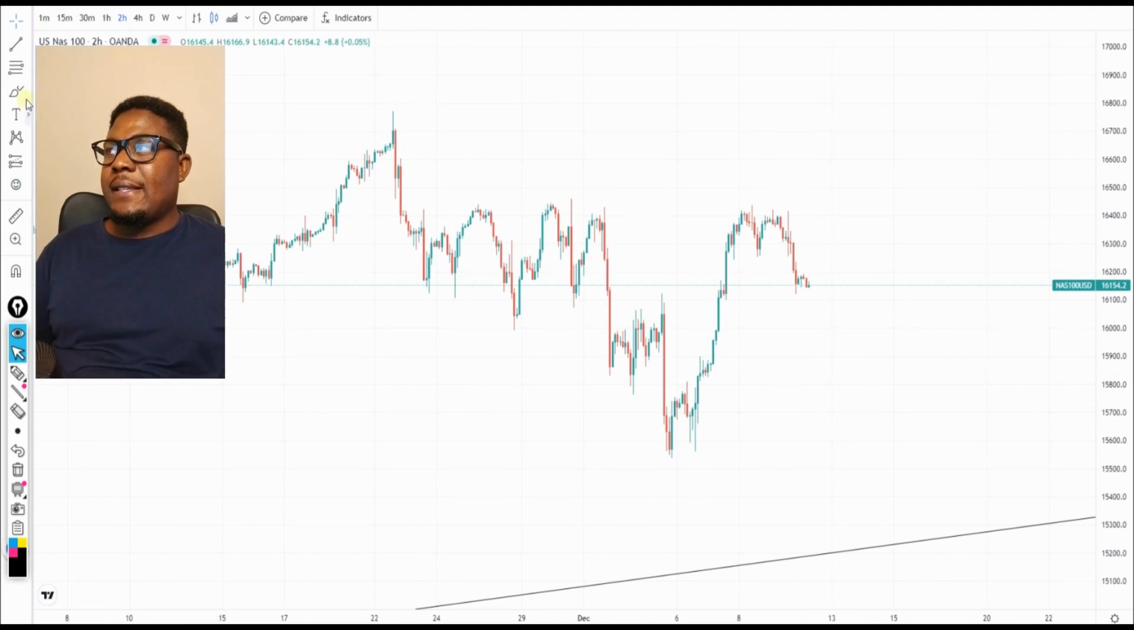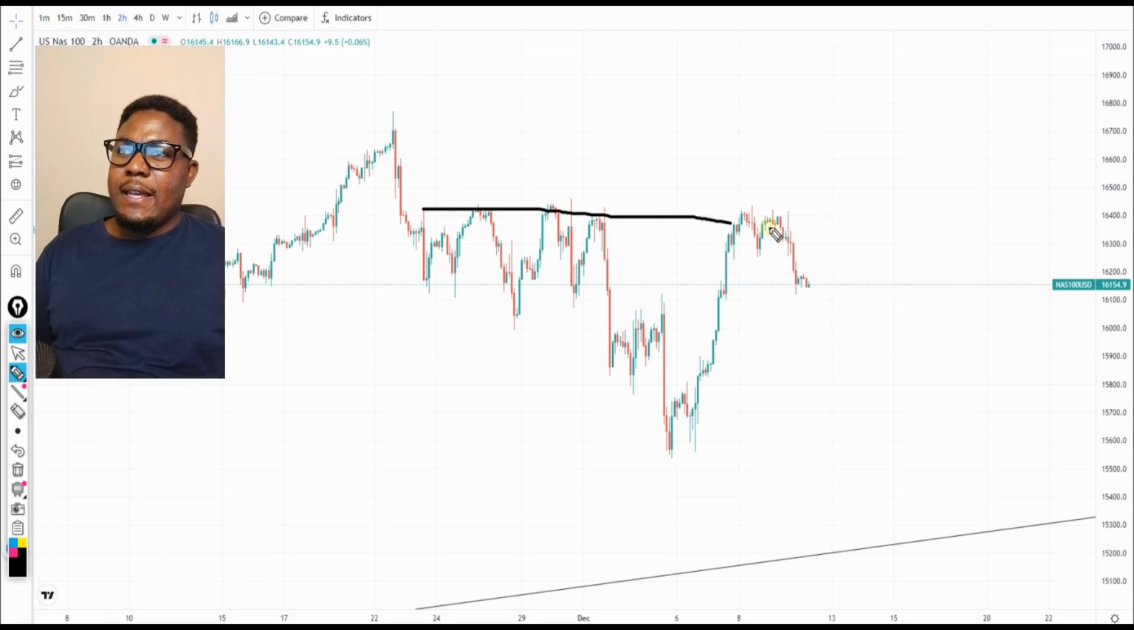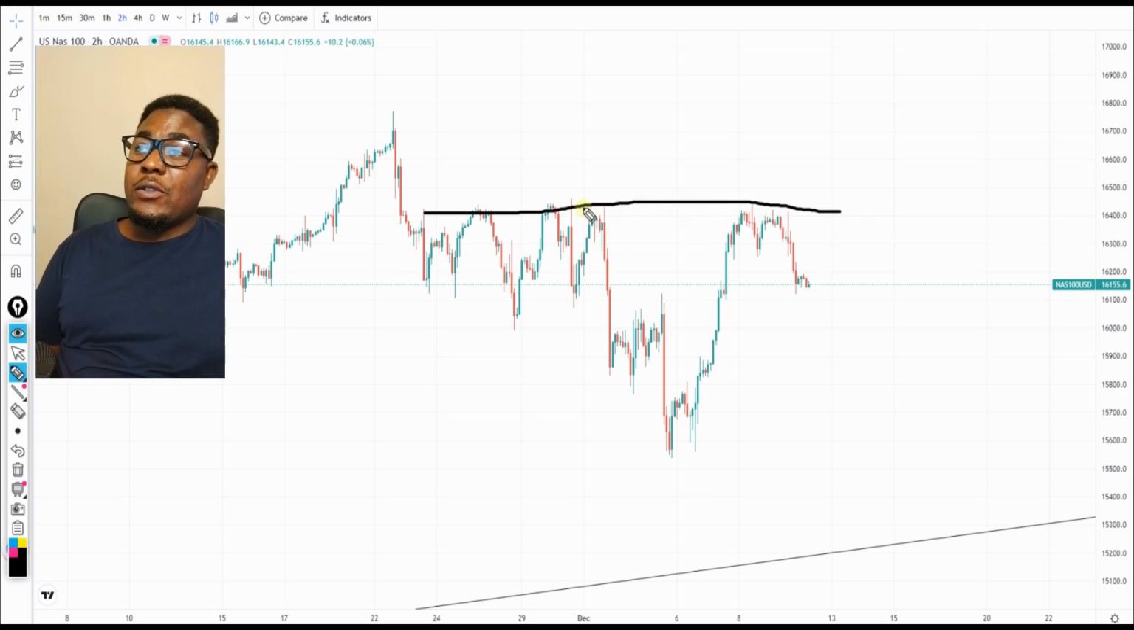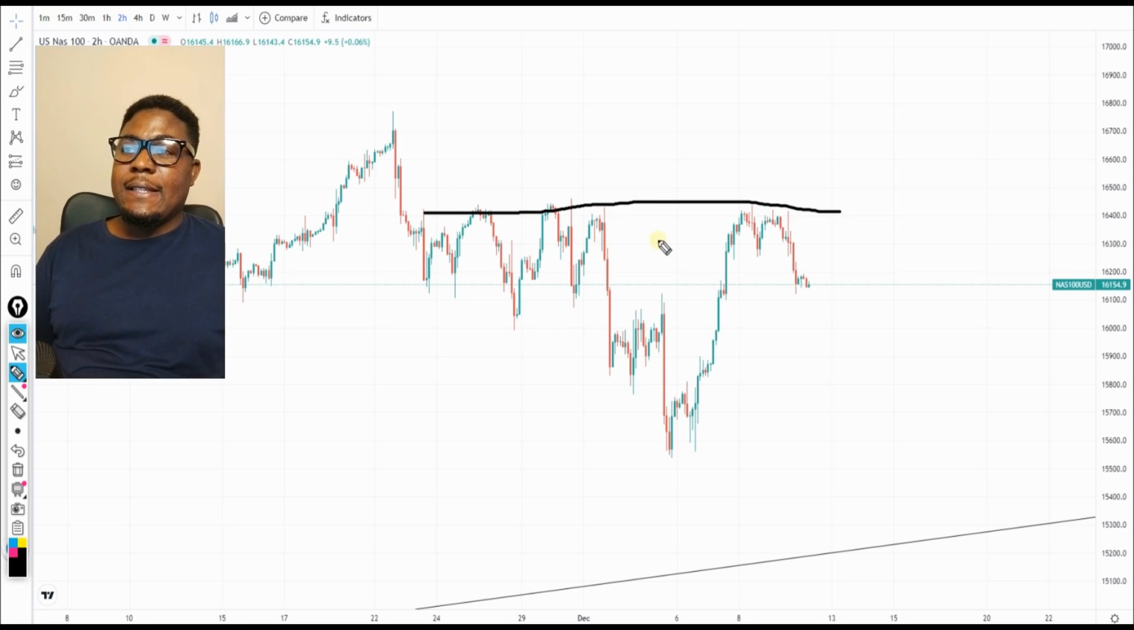So from this area, guys, we see that we have a resistant area, this zone there. Let me draw that nicely. You can see that that is a zone where we see a resistance. But does that mean the market is going to sell off? No, the market is not going to sell off because of that.